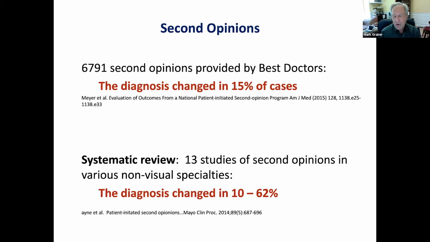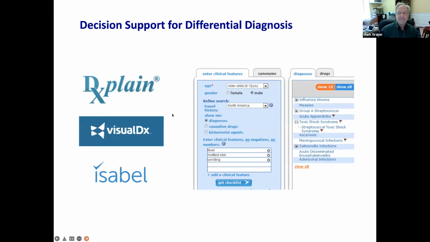And a systematic review of studies of second opinions found similar results. The diagnosis changed frequently, 10 to 62% of the time. So second opinions are great. I'm a huge fan of getting a second opinion. Now, how about decision support?